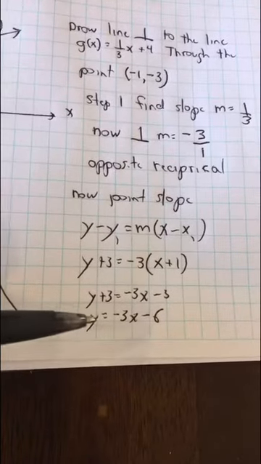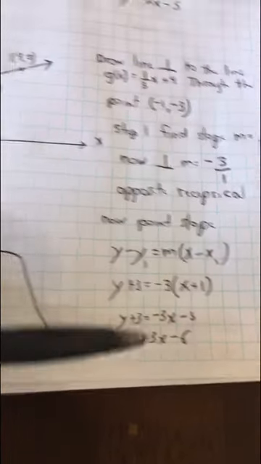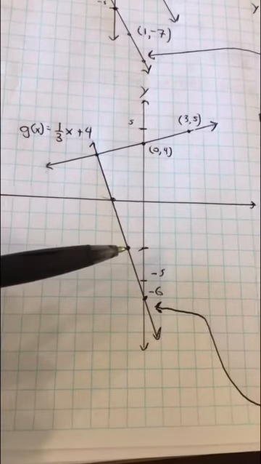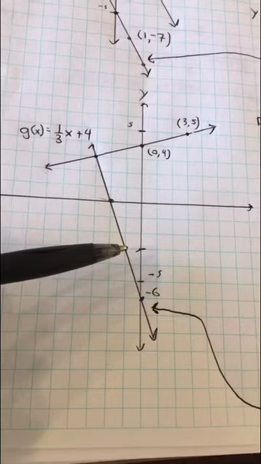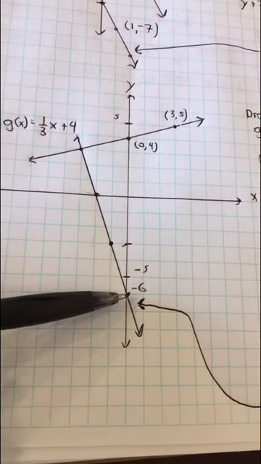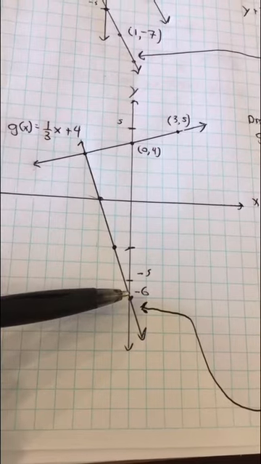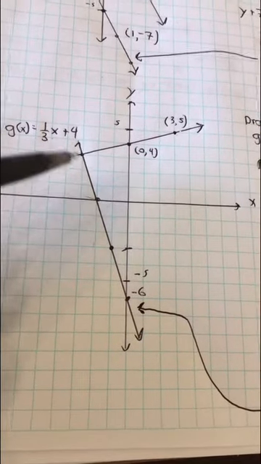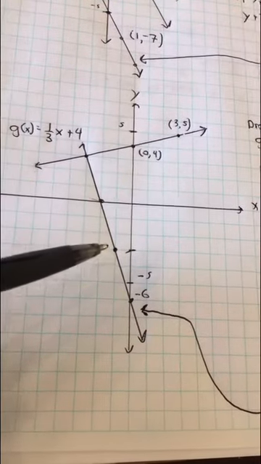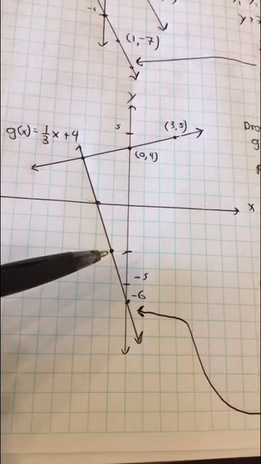Distribute, clean it up. Y is equal to negative 3x minus 6. Now, sure enough, if I go to the point that I was told to go through, there it is. And if I take a slope of negative 3, look at that. I do, in fact, hit the y-axis at negative 6. Okay? So there is a perpendicular line to my given line through that point, which is negative 1, negative 3.